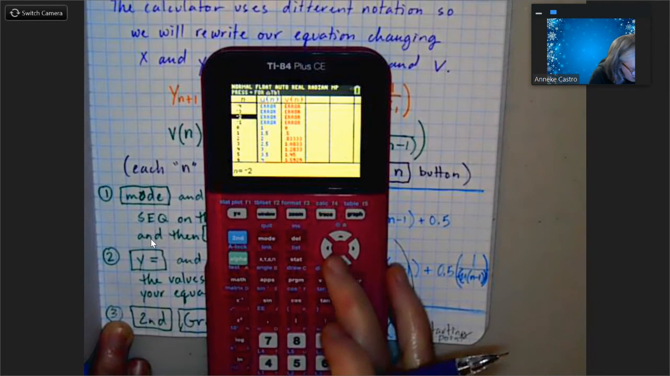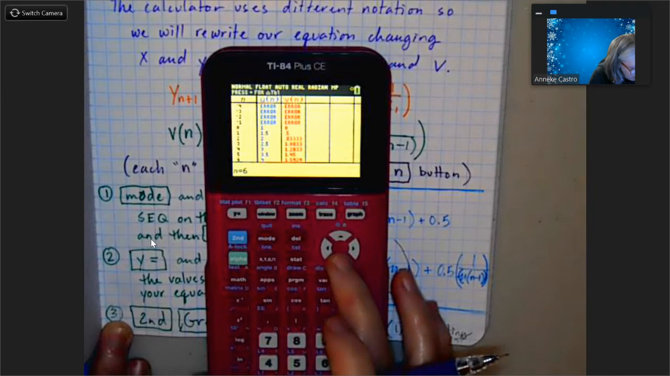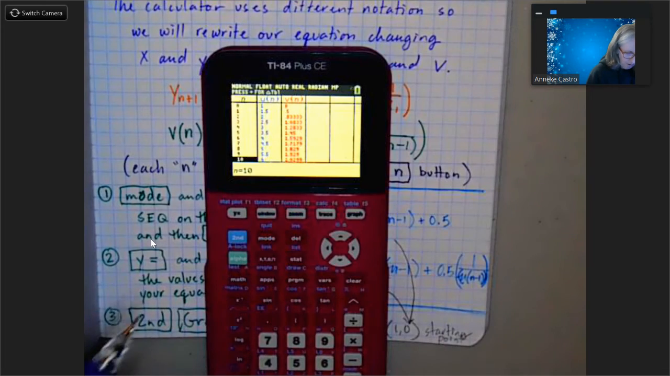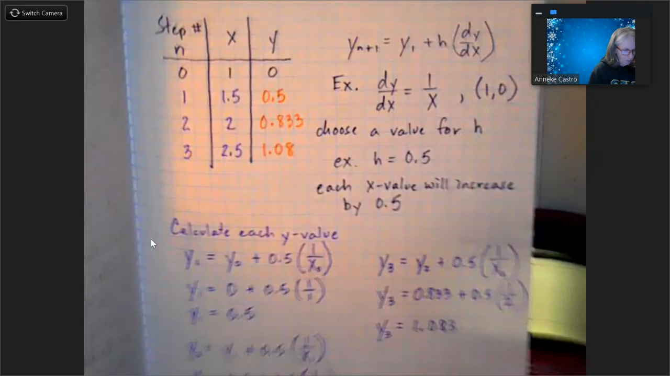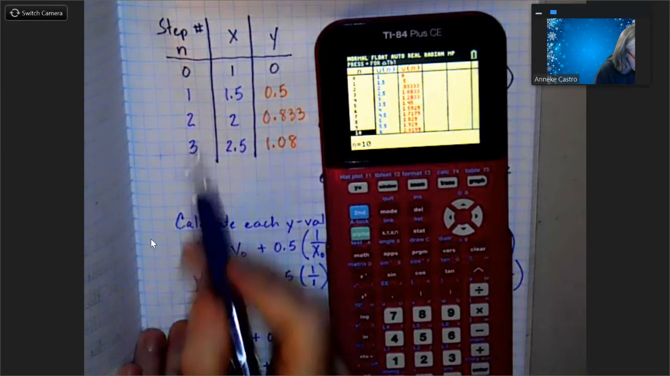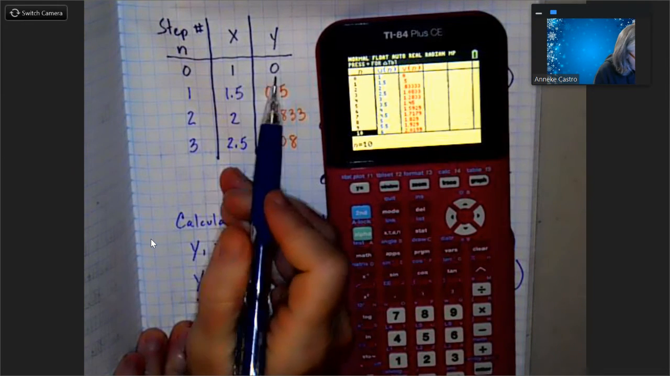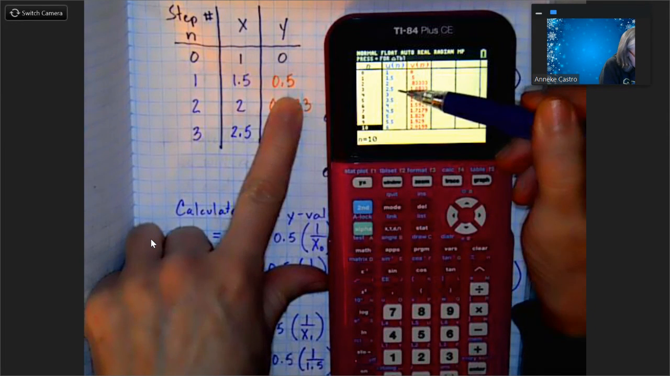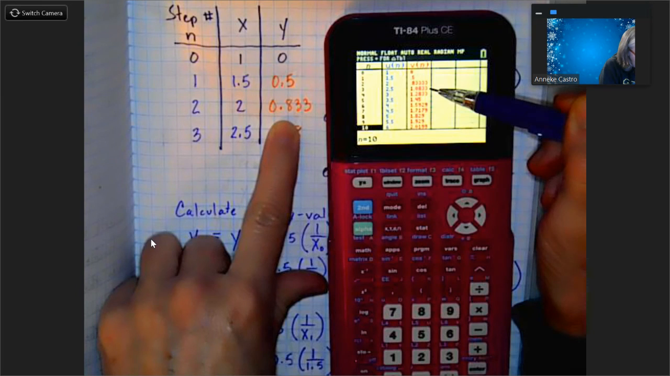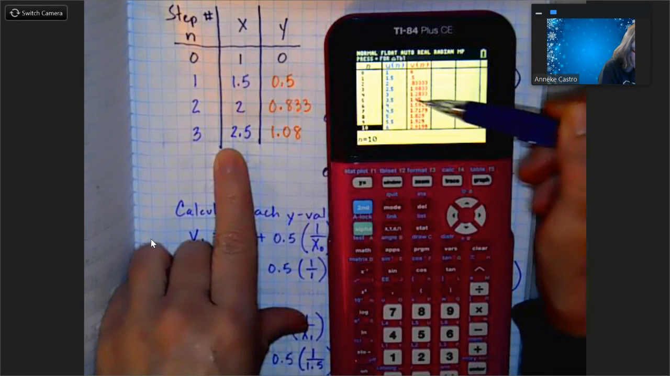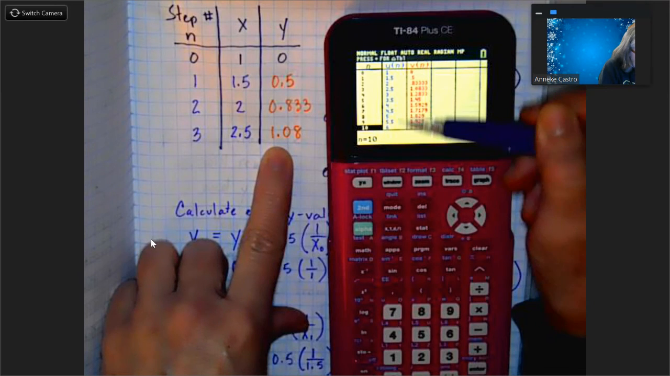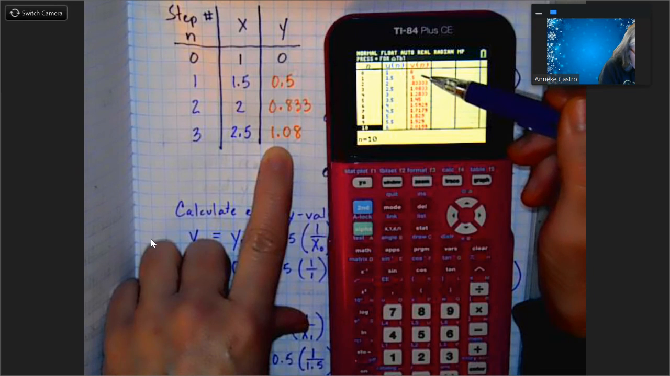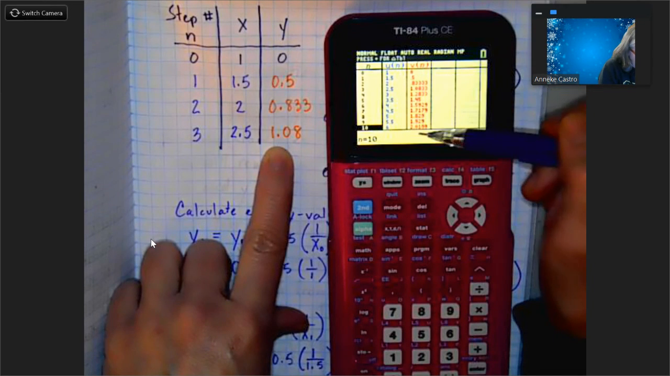But now I can go down and I can find any particular step number that I want. So if we look at this and compare it to our table, because remember this was the problem we were doing before. When x was 1, y was 0. When x is 1.5, y is 0.5. When x is 2, y is 0.83333, repeating. And I get the exact same values as when I did it by hand, and it'll keep going. So say I wanted to find out the estimation for a particular x value, I can find it over here.